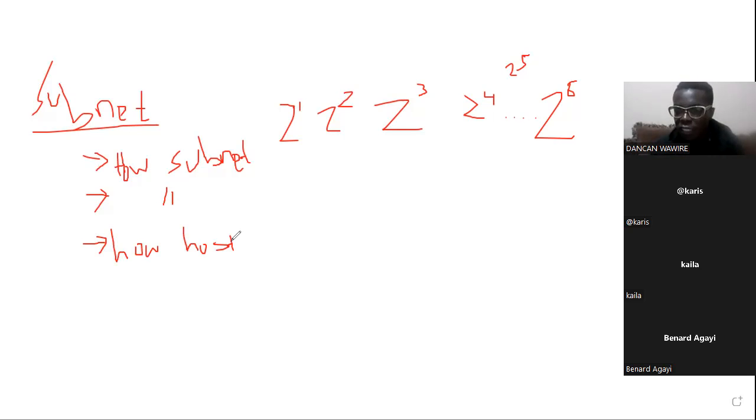How many hosts does the largest subnet, the largest department, because I'm comparing in the school, how many hosts does the largest one iko nayo? That is as per now. Then the last one, the last consideration you do, you take how many future hosts does the largest subnet itakuwa nayo?